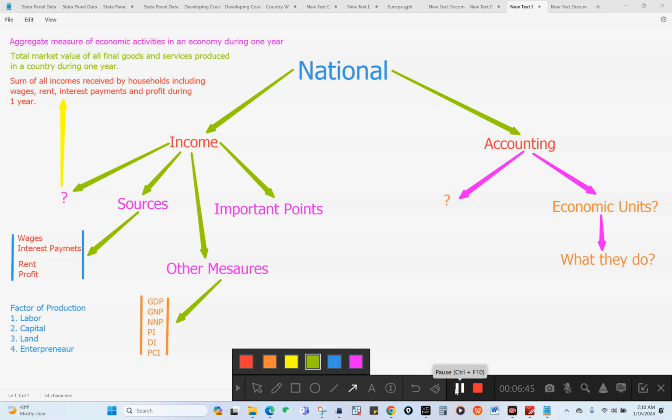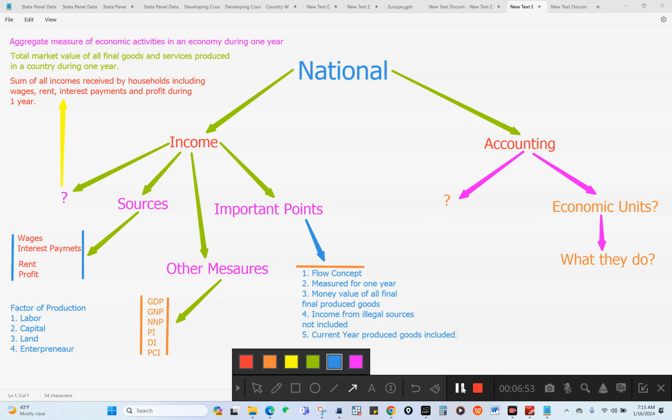Now we discuss some important points regarding national income. The first point is that national income is a flow concept or a flow variable, which means that goods and services are produced and consumed on a continuous basis or consistently. The second point is that it is measured for 1 year. National income is measured for one year.